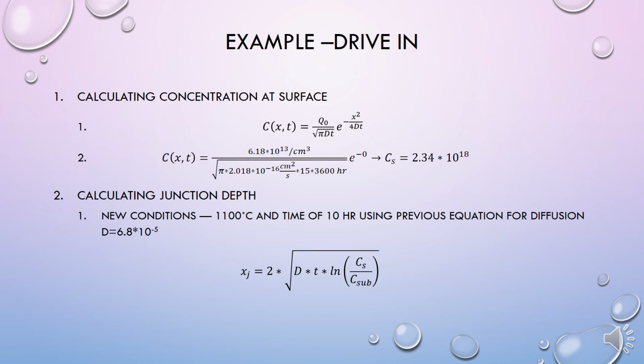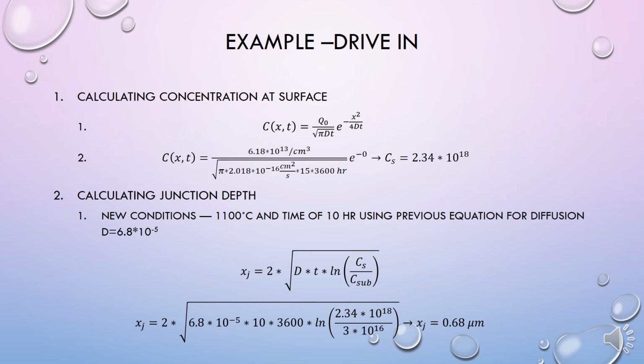Our junction depth equation can be seen here, and solving for it, we find that at 0.68 micrometers, the concentration of our dopant that was just added will be equal to the previously doped concentration. And this concludes our material science example.